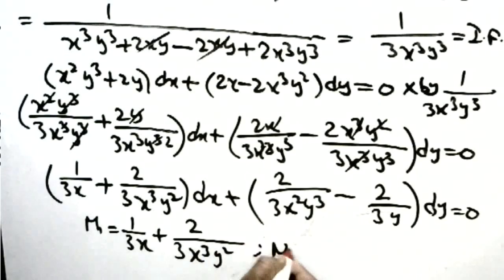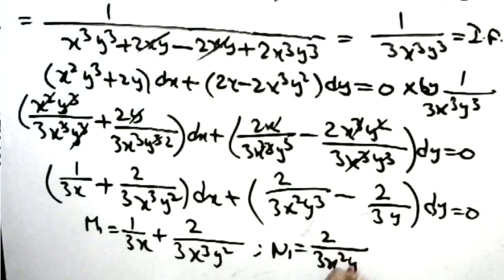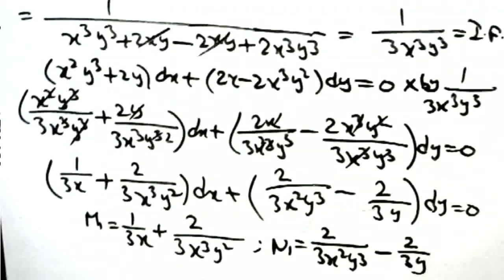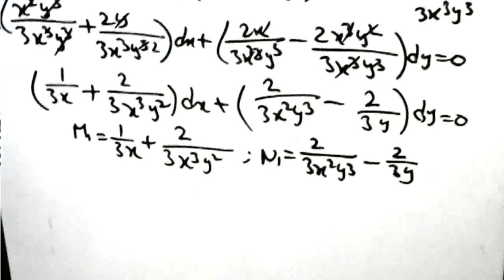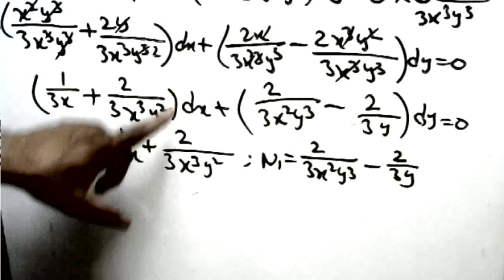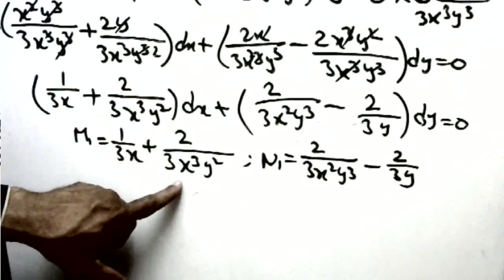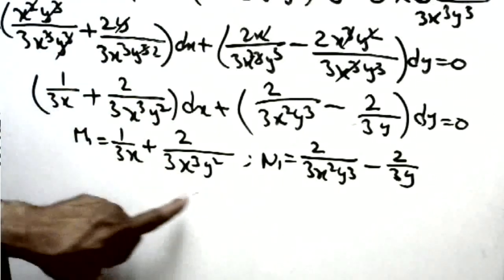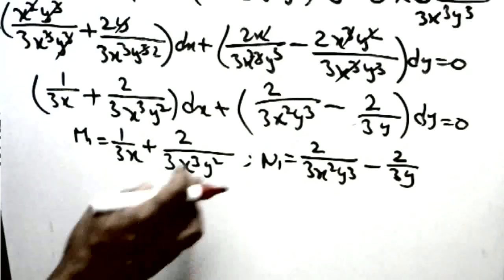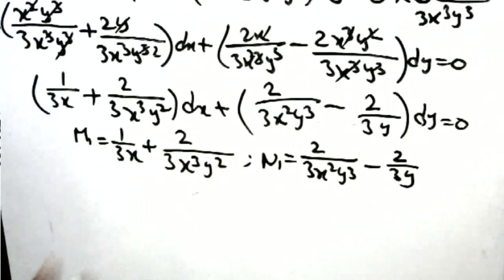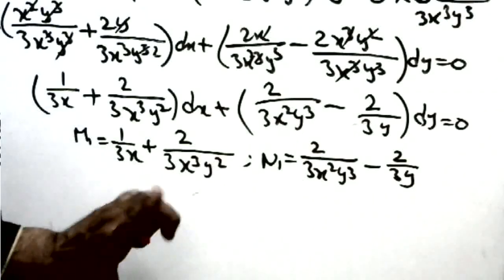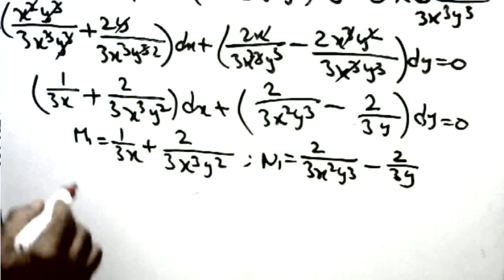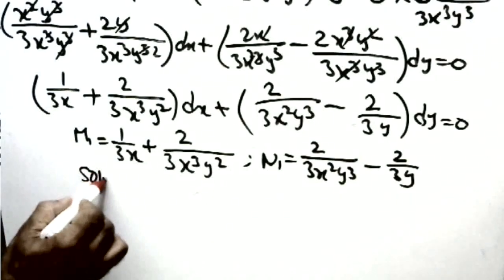Let me do one thing. This is n1 equals 2 divided by 3x square y cube minus 2 divided by 3y. Now it's not necessary to again show that this is exact. Always, after multiplying with the integrating factor, we get the exact form. If we prove it, it will take a long time and become lengthier. Anyhow, this will be exact, so we can use the formula.